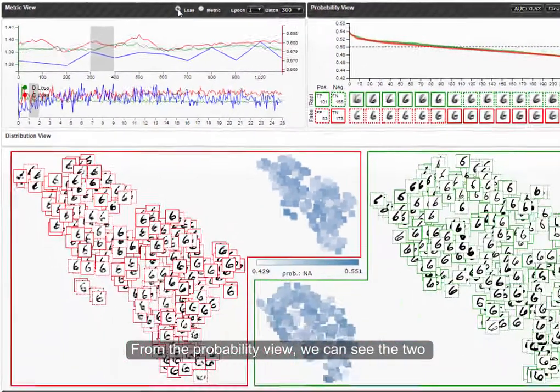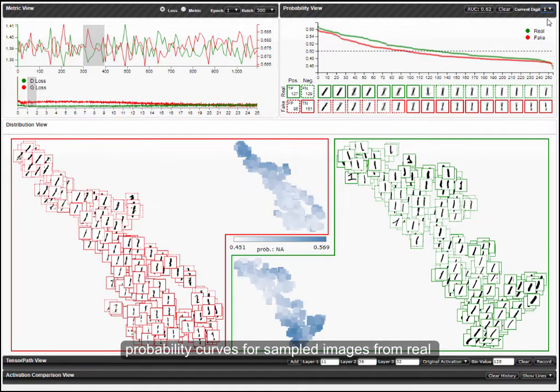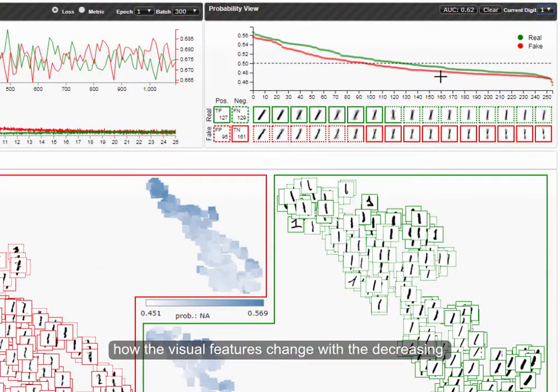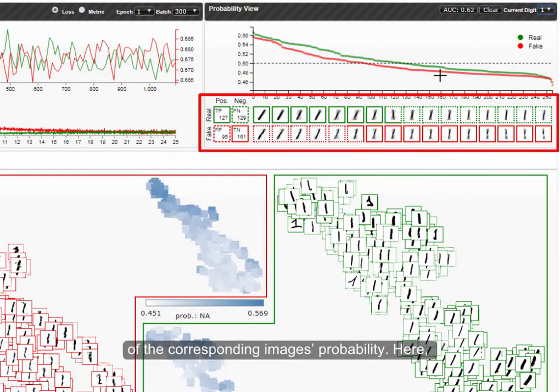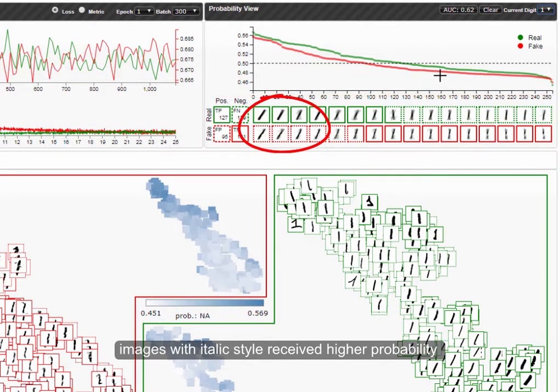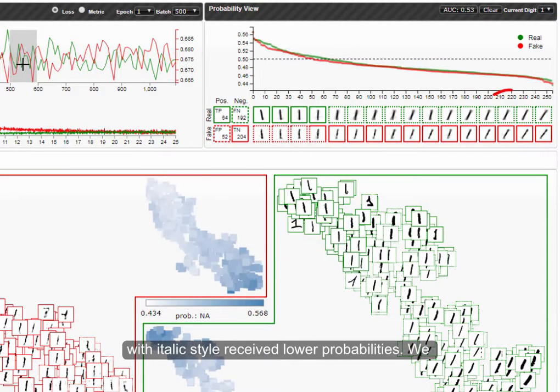From the probability view, we can see the 2 probability curves for sampled images from real and fake data. The 2 rows of thumbnails reflect how the visual features change with the decreasing of the corresponding image's probability. Here, images with italic style received higher probability to be real. During our explorations, we found that the discriminator prefers different features in different timestamps. For example, images with italic style received lower probabilities.